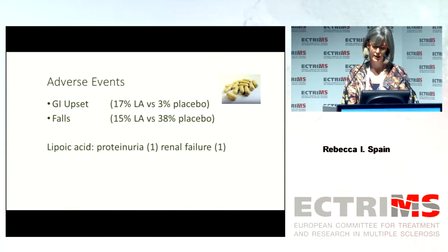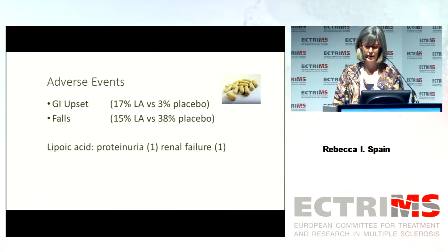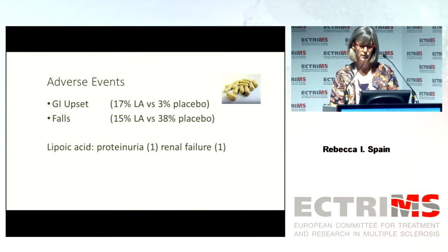Two notable adverse events in the lipoic acid cohort were a case of new onset proteinuria and a patient with baseline elevated creatinine who had worsening renal function during the study. Both of these two patients dropped out of the study. A consulting nephrologist did not think either were related to the lipoic acid, and renal events have not been noted in other trials of lipoic acid for other conditions. The dropout rate was less than 10% overall, and compliance as captured by pill counts was greater than 80%.